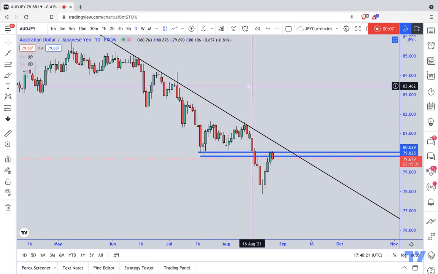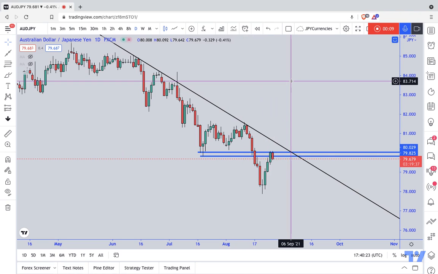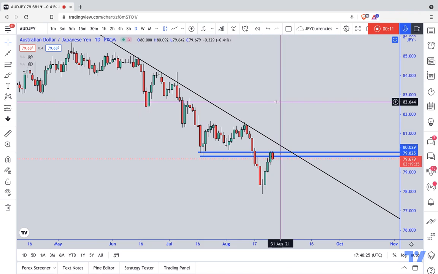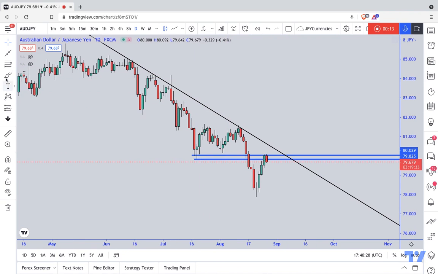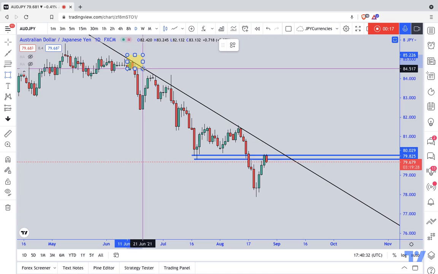Today we're going to look at Australian dollar, Japanese yen, and what I call the bullseye trade. Okay, we have a clear descending triangle here on the daily chart. A clear descending triangle here.